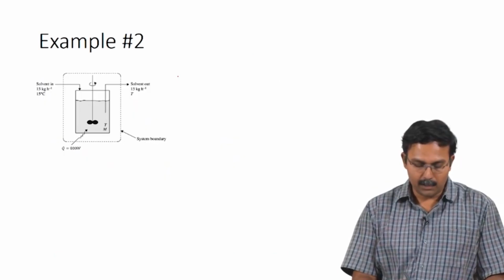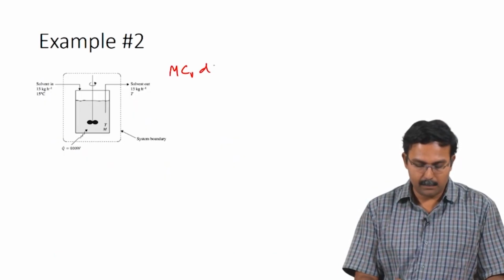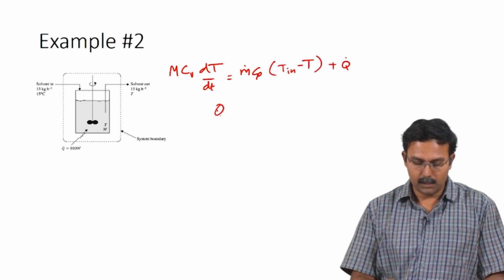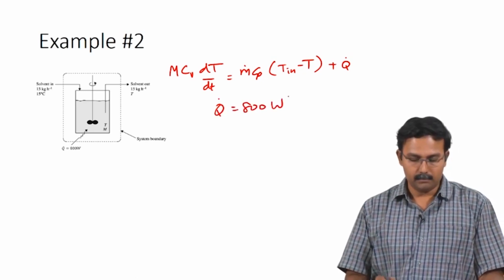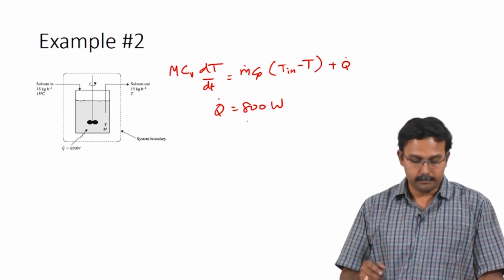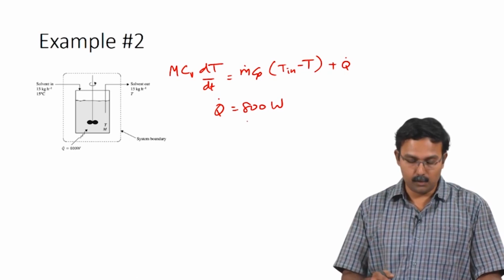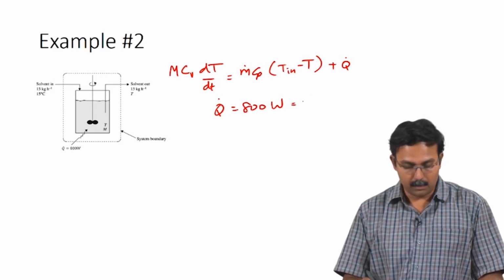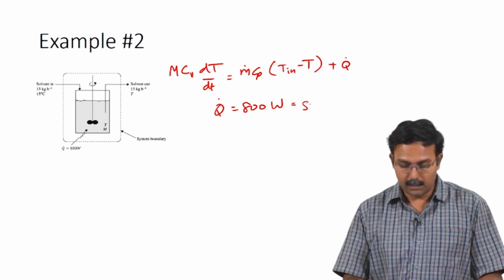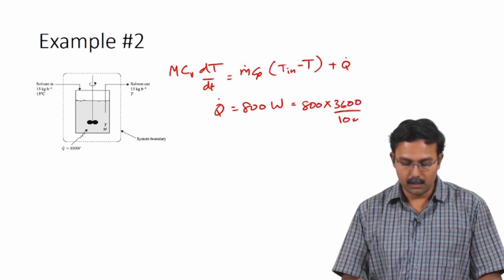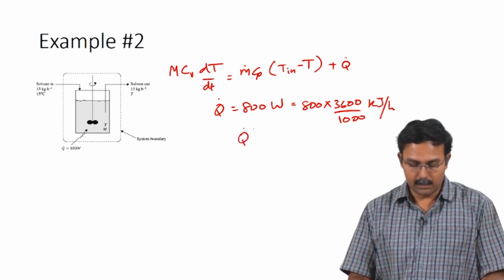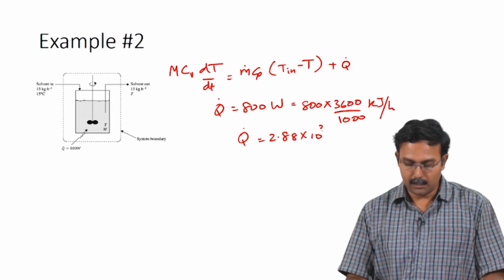So, the equation we had for the open system was m Cv dT/dt equals m dot Cp (T_in minus T) plus Q dot. So, here Q dot is given as 800 watts and this needs to be converted to kilojoules per hour, because that is consistent with the units for the Cp and Cv terms. So, we would convert this to kilojoules per hour as 800 times 3600 divided by 1000. So, this value of Q dot is then 2.88 times 10 power 3 kilojoules per hour.